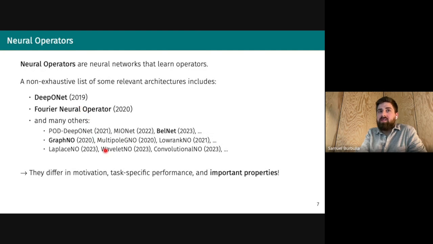And these architectures try to solve the same problem, but they differ in the motivation, how they are derived. They also differ in their performance, depending on the task we try to solve. And they also differ in very important properties regarding operator learning, which we'll cover later. As I don't have time to cover all of these architectures today, I will just focus on the most important ones. So we will start with DeepONets. We will cover Fourier neural operators and on the way there we will handle graph neural operators, and then I will comment on BelNets as well in the end.